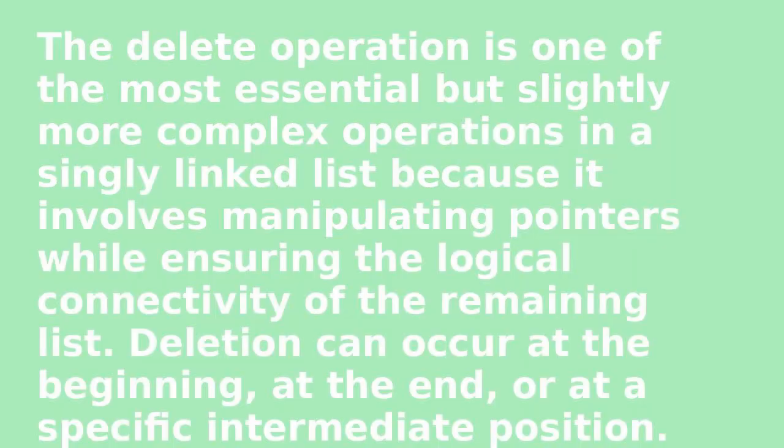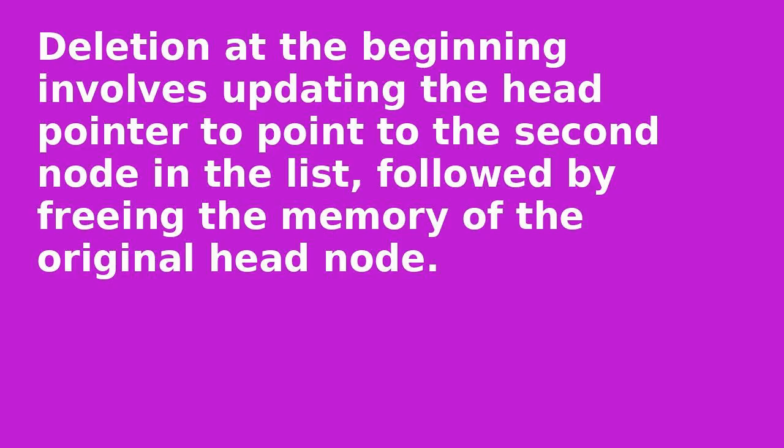The delete operation is one of the most essential but slightly more complex operations in a singly linked list because it involves manipulating pointers while ensuring the logical connectivity of the remaining list. Deletion can occur at the beginning, at the end, or at a specific intermediate position. Deletion at the beginning involves updating the head pointer to point to the second node in the list, followed by freeing the memory of the original head node.